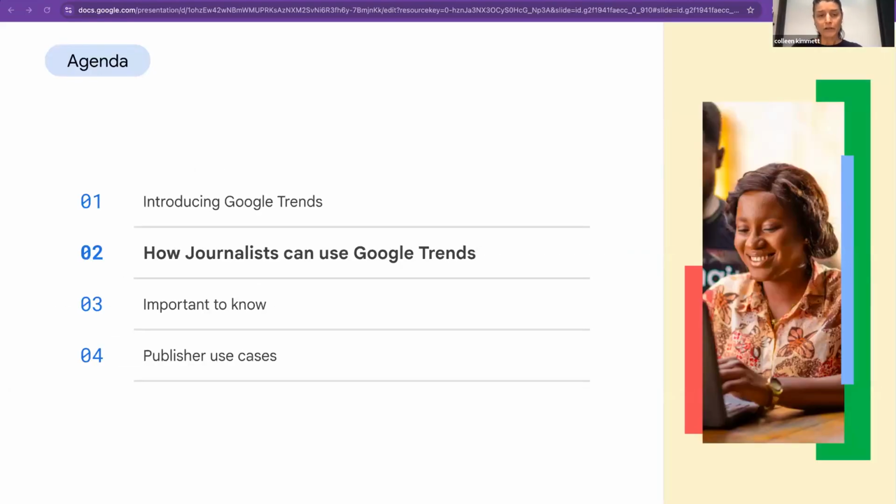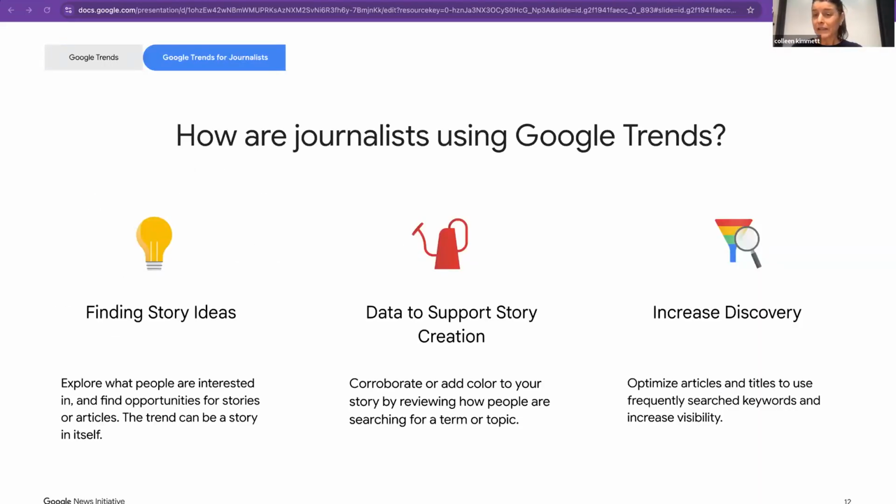How can journalists use Trends? Finding story ideas. So this could be anything from which election topics are popular right now in Google search, to which pie recipes are popular around Thanksgiving in Google search. Data to support story creation.